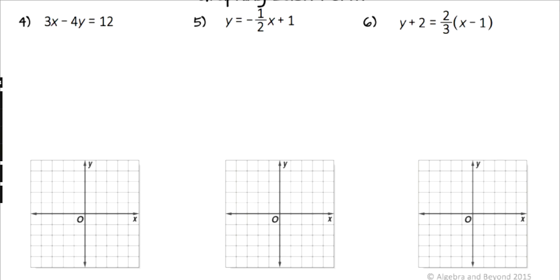We're going to start by finding the x-intercept. So when we find the x-intercept, we know that any point along the x-axis is going to have a y-coordinate of 0. So I'm going to take my standard form and I am going to plug in a 0 for the y-coordinate.